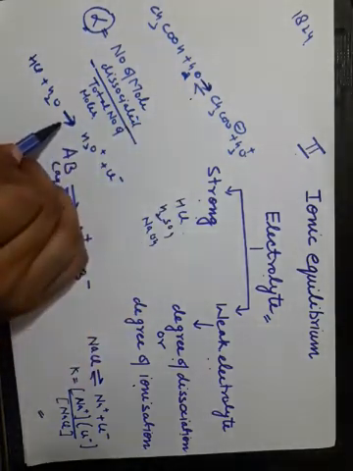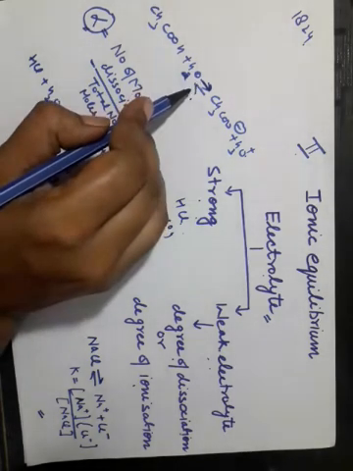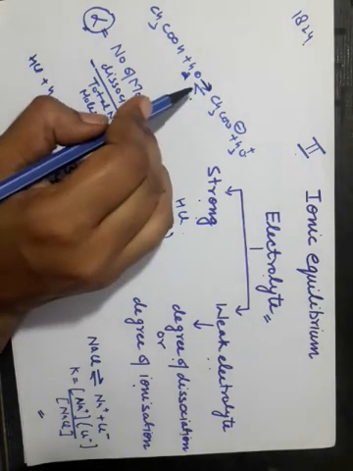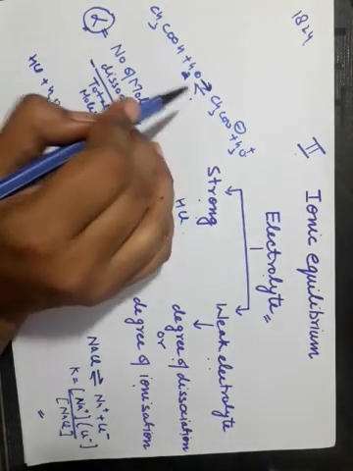So for strong electrolyte, there is no equilibrium sign, but in the case of weak electrolyte, because they set up the equilibrium between dissociated and undissociated ions, the equilibrium symbol is placed.